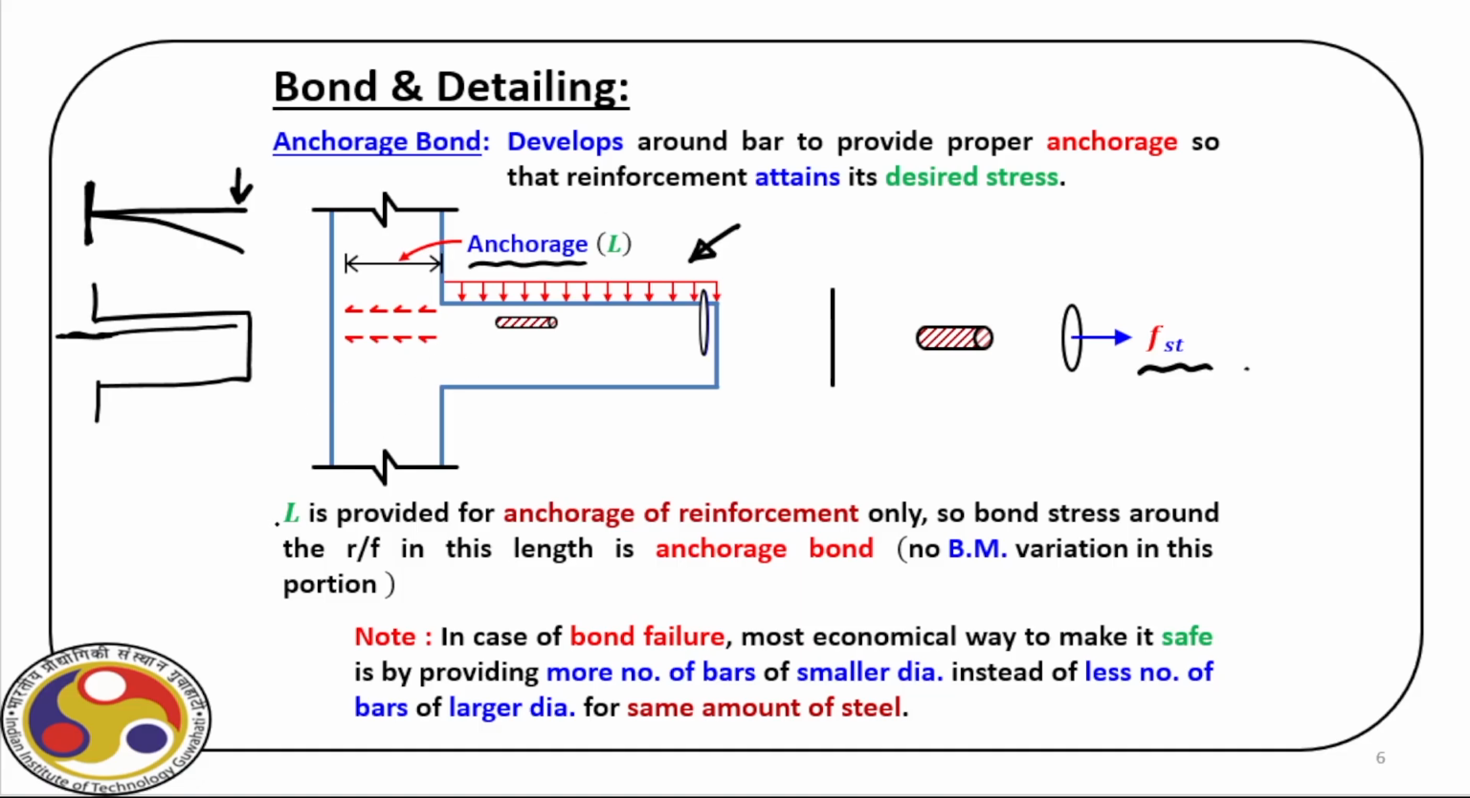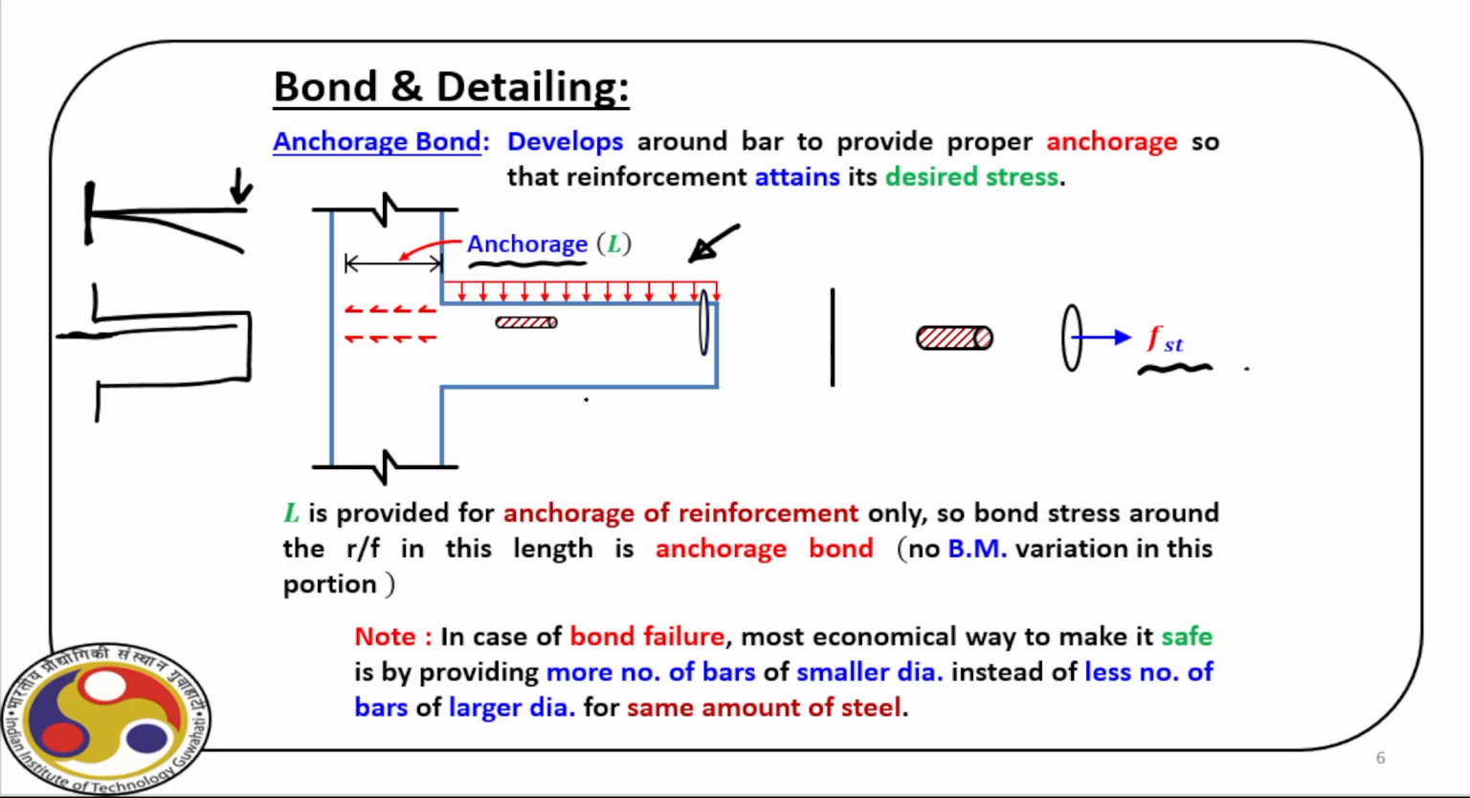So overall, the take-away point is that L is provided in this type of situation for anchorage of reinforcement only. So the bond stress around the reinforcement in this length is anchorage bond and not due to the bending moment variation in this portion, because over this section there will be no variation of the bending moment, but still we need this anchorage to protect the reinforcement from failure.